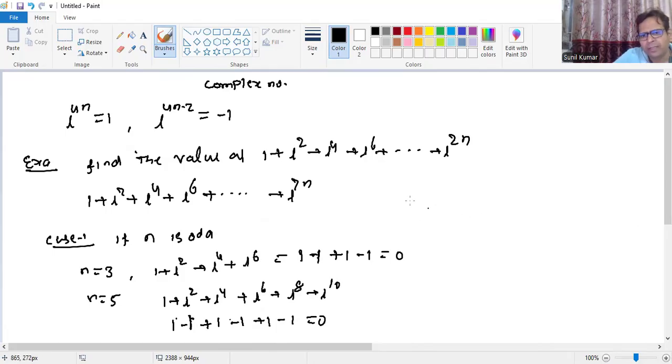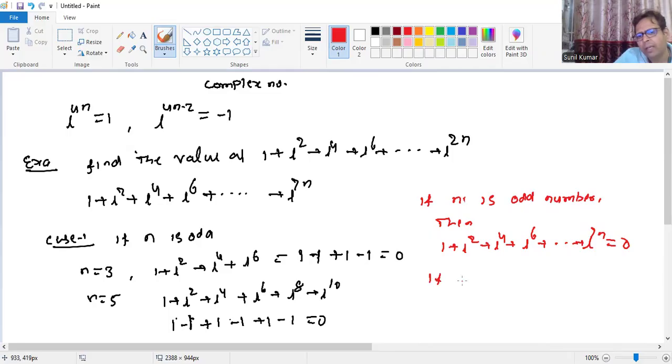So we can say that if n is odd, then the sum of 1 plus i square plus i power 4 plus i power 6 plus dot dot i power 2n becomes 0.